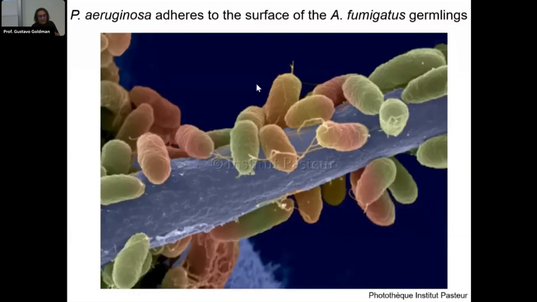Here you see Pseudomonas with its nice flagella, growing here. Actually, now in my lab, we are trying to characterize the secretion systems. There are about six different secretion systems. And probably if they stick to the germ tube, to the hyphae, they are secreting something inside. That's our belief.